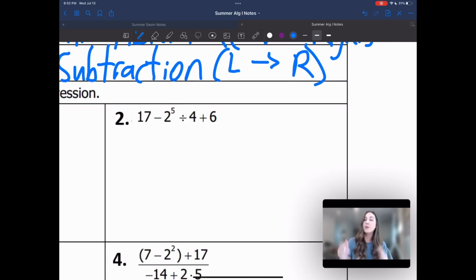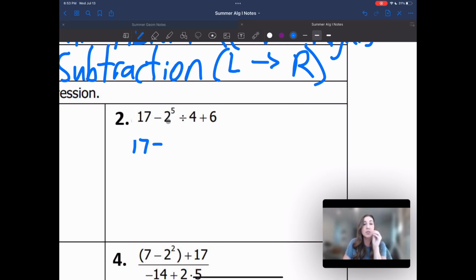Let's look at another one. Number 2. So we go through our little checklist of PEMDAS. We start with parentheses. There aren't any. We go to the next one. We do happen to have an exponent here. If we skim through, we have this little 5 right here. So we know that takes precedence over everything else. So let's bring down our 17. I'm even going to bring down the minus sign.